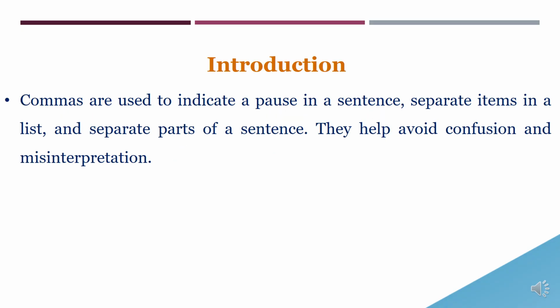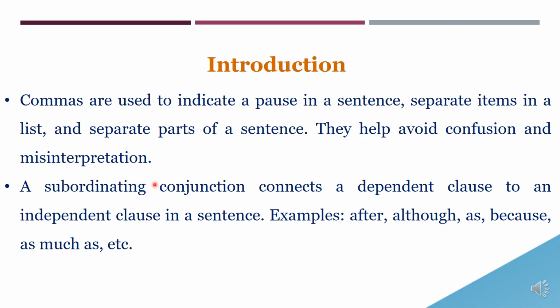Commas are used to indicate a pause in a sentence, separate items in a list, and separate parts of a sentence. They help avoid confusion and misinterpretation. So, what do you mean by a subordinating conjunction? A subordinating conjunction connects a dependent clause to an independent clause in a sentence. Examples for subordinating conjunctions are after, although, as, because, as much as, etc.